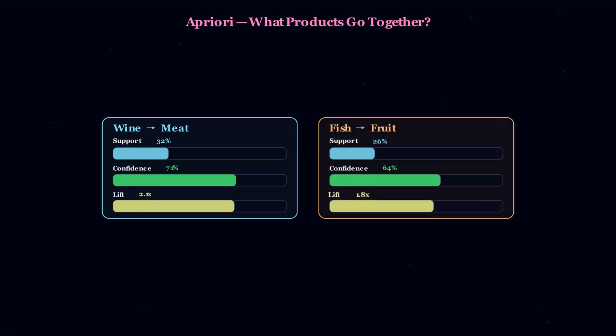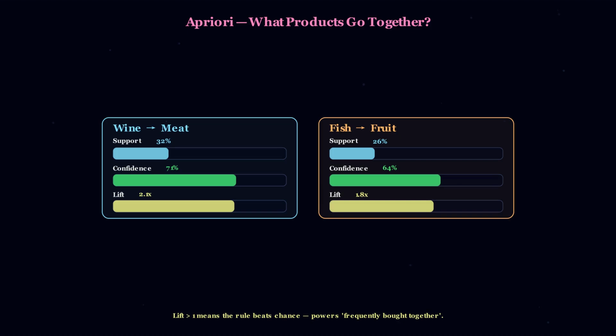Convert your spending data into a binary matrix. Each row is a customer. Each column is a product category. A 1 means they bought above the median threshold for that category. Run the Apriori algorithm with minimum support of 20%. A rule passes support if at least 20% of customers match both sides.